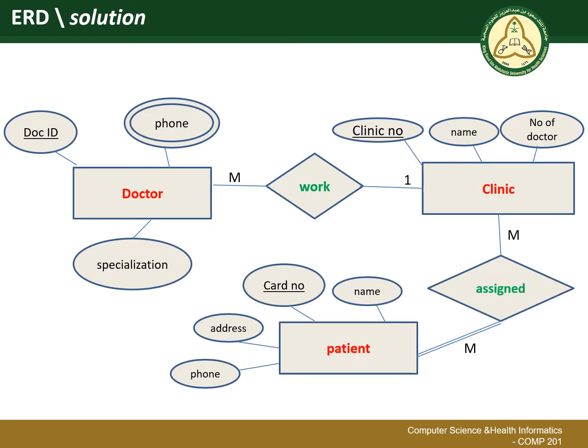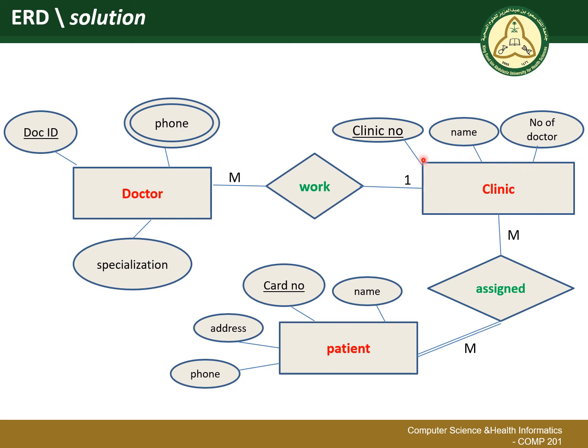So here we have the entity relationship diagram. We have the entity doctor, and it is described by the attributes doctor ID, the specialization, and multiple phones. So we have a multi-value attribute. The doctor ID is the key identifier, so we underline it.